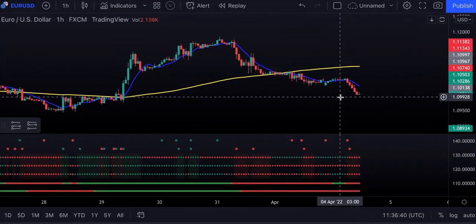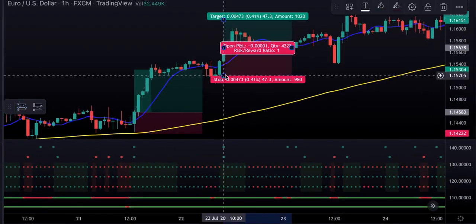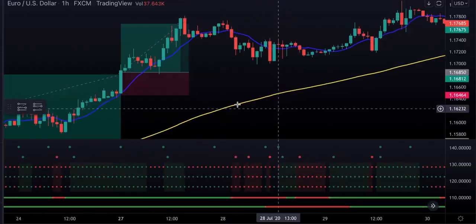Okay, so now once we know the rules, let's actually backtest the system 100 times and see how well it performs.